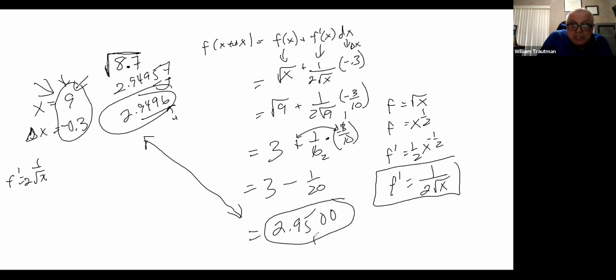Once again, this is the approximation using differentials for the square root of 8.7. This is the exact answer in our calculator, rounded to 4 decimal places. This is the one we're looking for. Don't type in the square root of 8.7 and type that as your answer. Some of you will, probably the people not here and the people who don't watch the video.